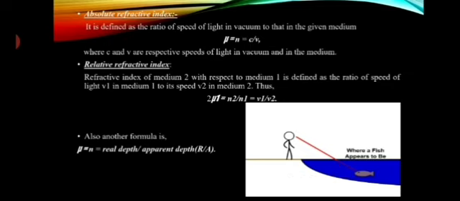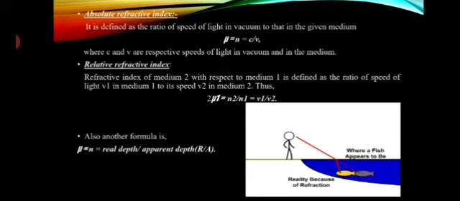Second is the relative refractive index. Relative refractive index is the refractive index which tells the ability of one medium to refract with respect to another medium. So the refractive index of medium 2 with respect to medium 1 is defined as the ratio of speed of light v1 in medium 1 to its speed of light in medium 2. Thus it is denoted as 2μ1 = n2/n1, which is equal to v1/v2.